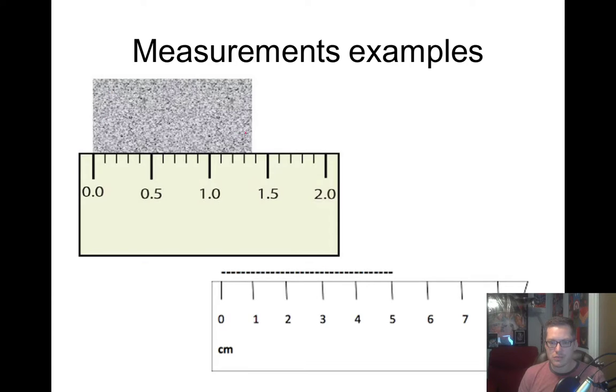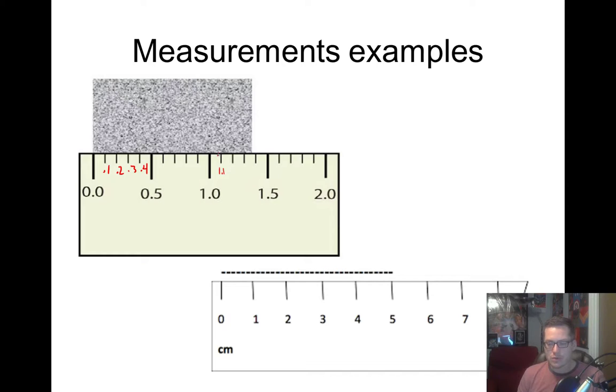We've got this piece of, I don't know, granite or something, and we need to get the length of it. Let's assume these are centimeters here. So we have 0, 0.5, 1.0. If we look at each of these lines, 1, 2, 3, 4, 5, each of these lines is a tenth marking. So this is 0.1, this is 0.2, this is 0.3, this is 0.4, and so on and so forth, 0.6, 7, 8, 9, and then we get to 1, and then 1.1.